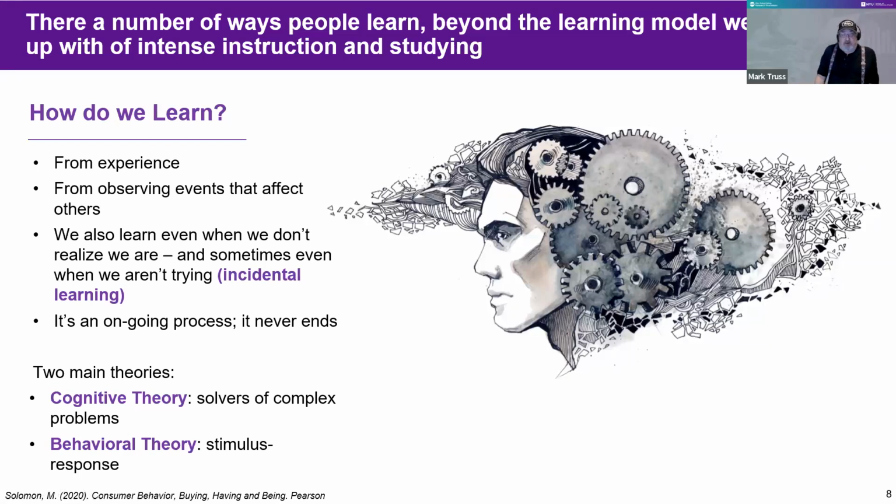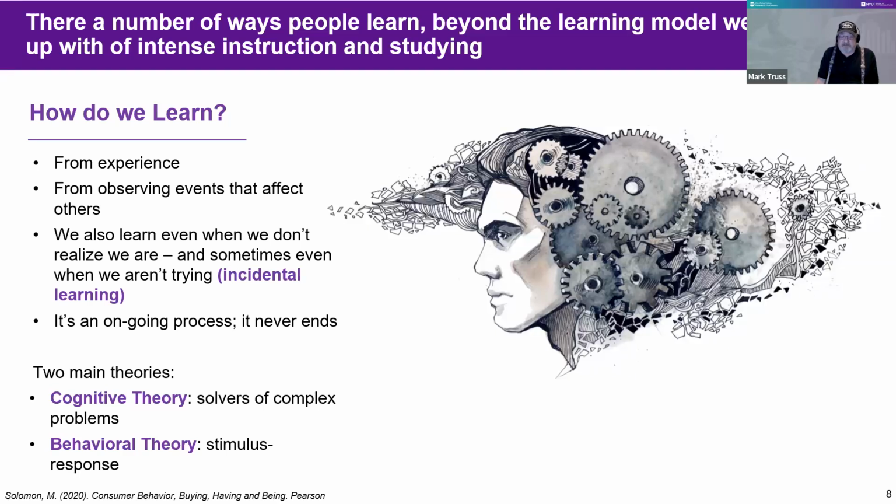There's a number of ways people learn beyond the learning model we all grew up with, which is intense instruction and studying. We also learn from experience, from observing events that affect other people. And we often learn when we don't even realize we are learning, like in the perception module, in the Darren Brown video, right? Incidental learning. We learn things even though we don't know how we learned them. And it's an ongoing process and never ends.